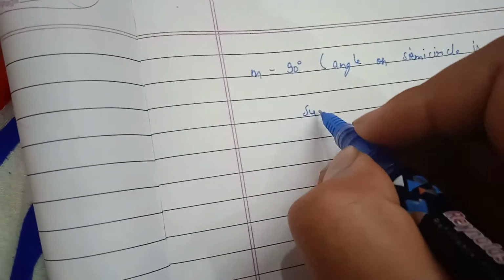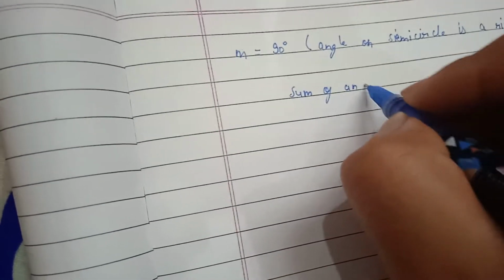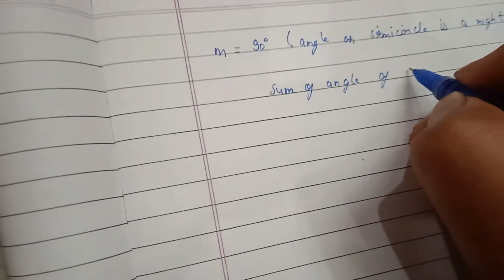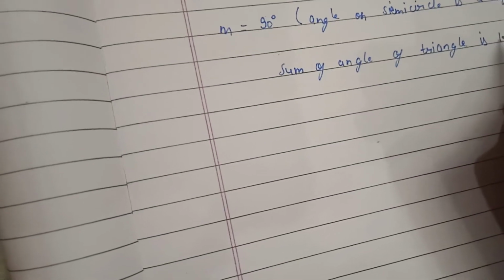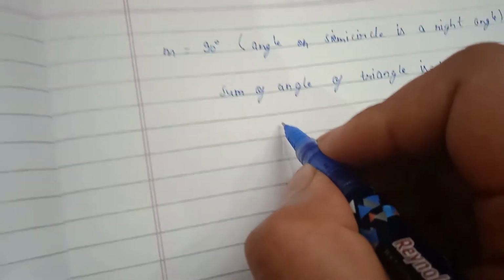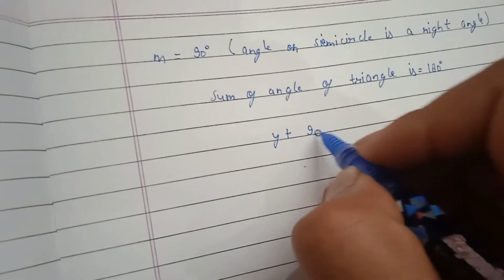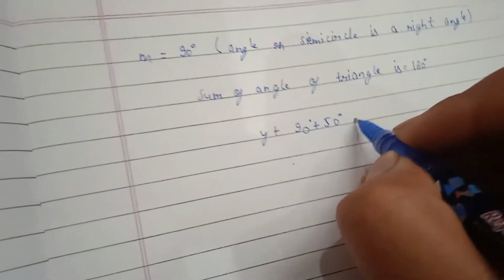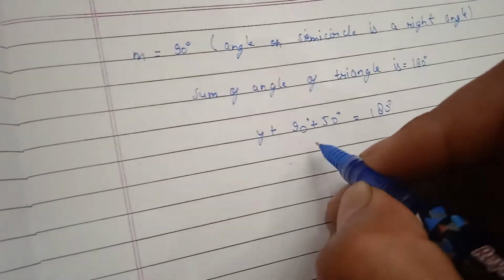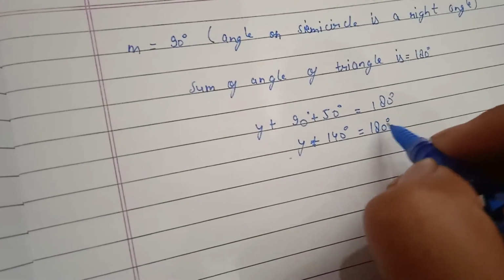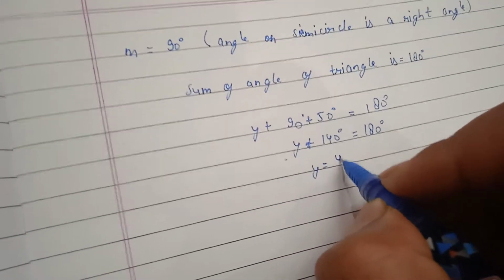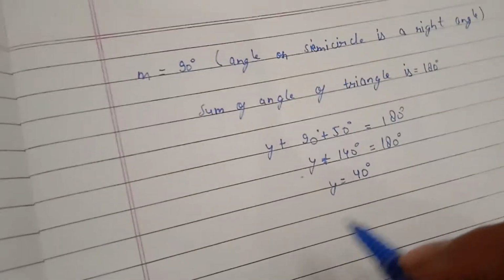So sum of angles of a triangle is 180 degree. So y plus 90 plus 50 degree is equal to 180 degree. Y plus 140 degree is equal to 180 degree, means y equals to 40 degree. Y is 40. And similarly we will do the second question too.